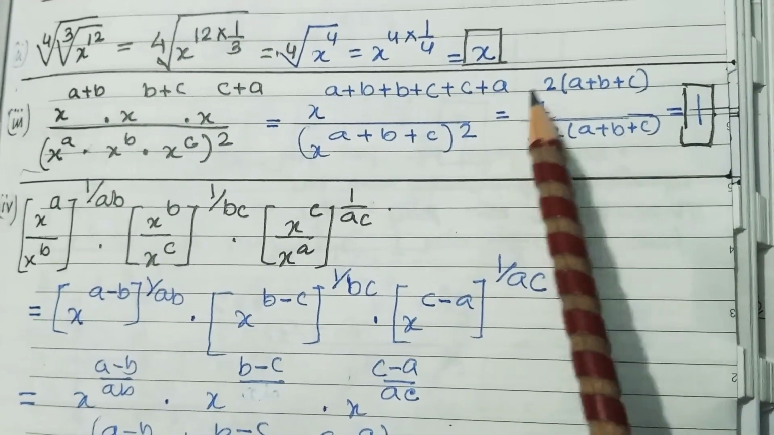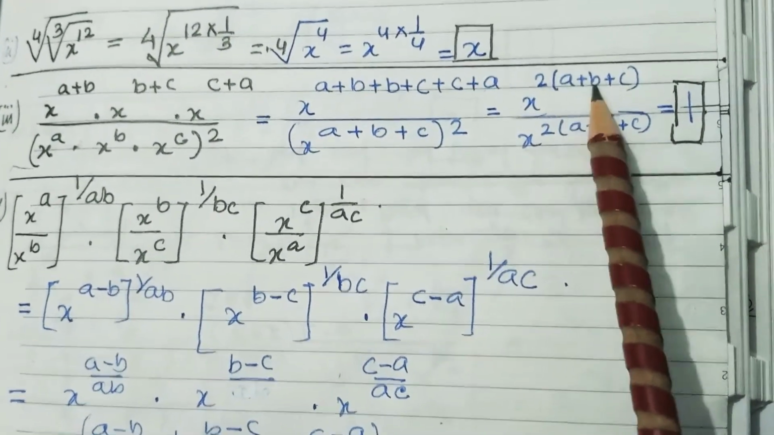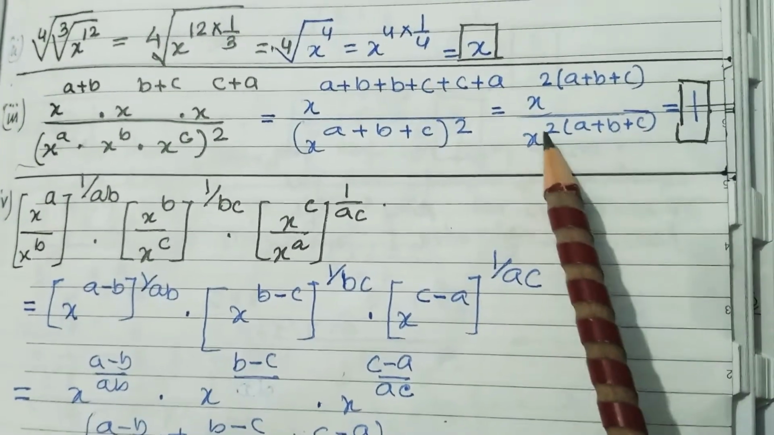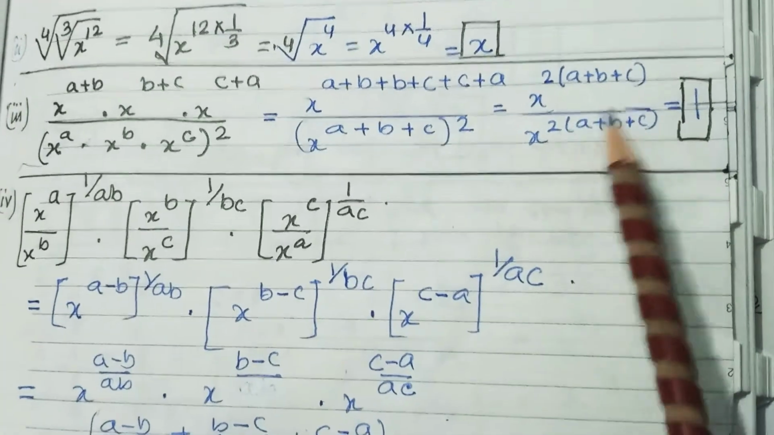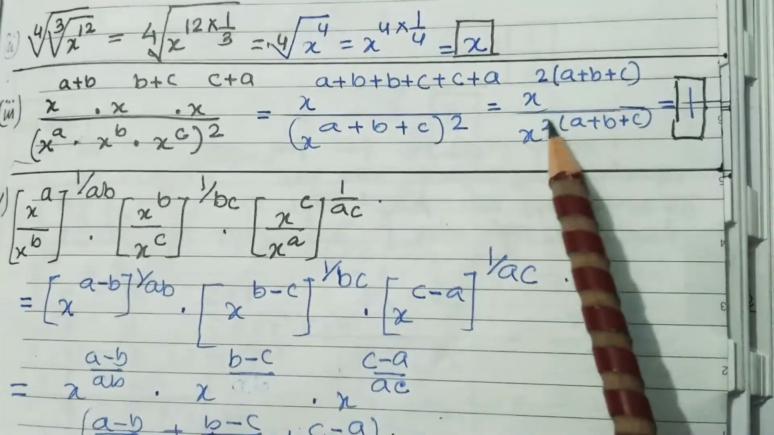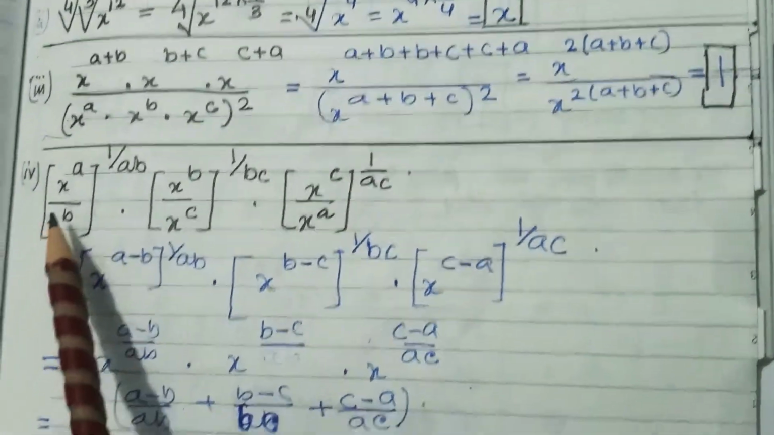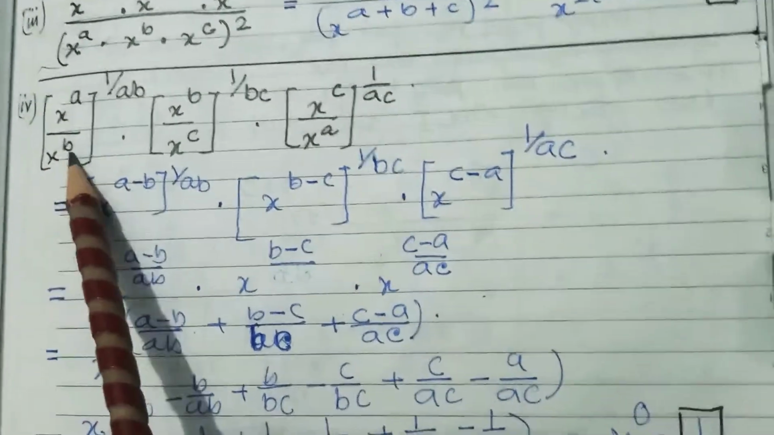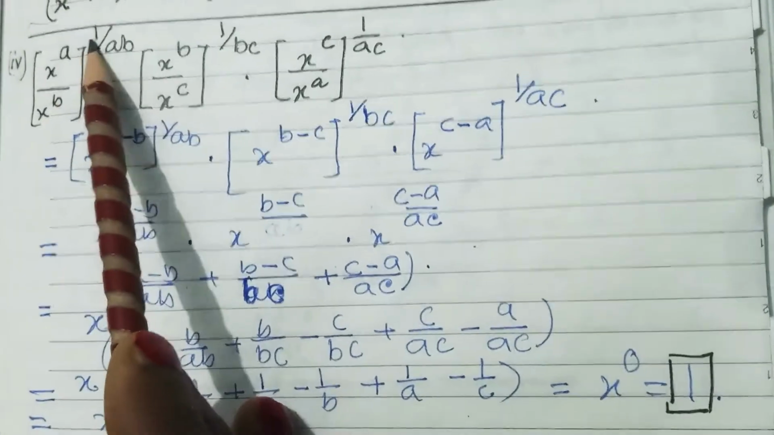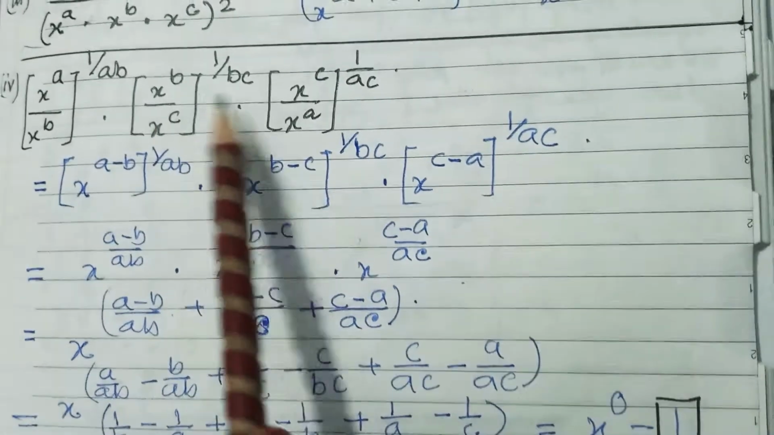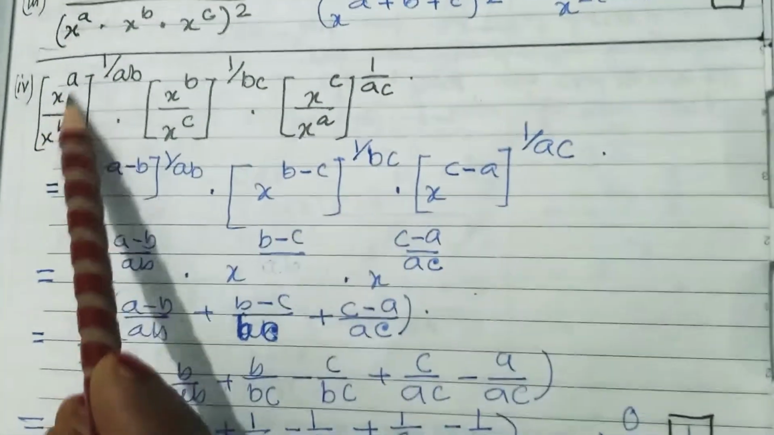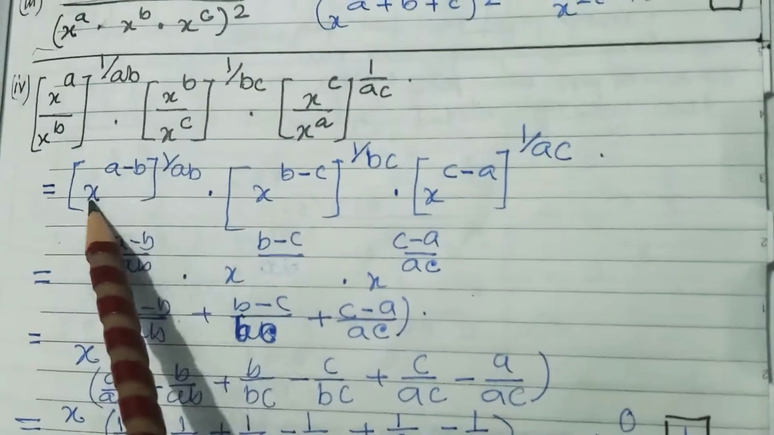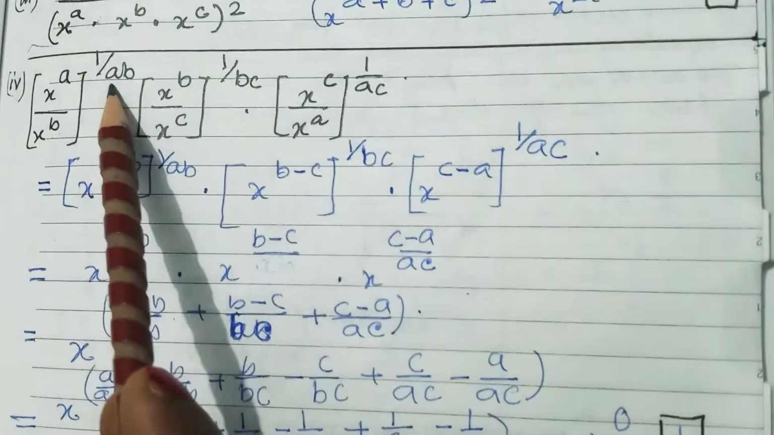So x to the power 2 times a, b, a plus b plus c, and the powers should be multiplied. So 2 into this should be cancelled, same power. So it is 1. Now x to the power a, x to the power b, its power is 1 upon ab. Same this question now. When you multiply, it is divide. So this should be subtract, x to the power a minus b, power 1 upon ab.